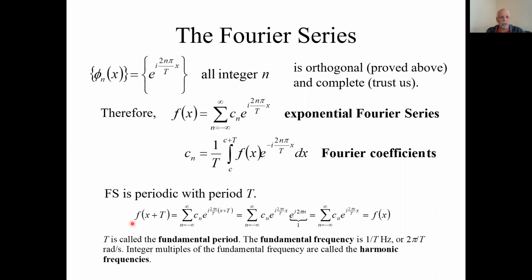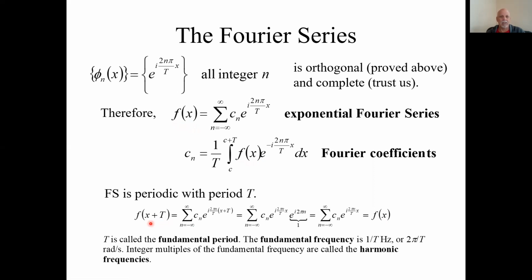For one thing, let's change the argument to x plus capital T, this same capital T. If I do that, I end up with this, and remember, e to the i 2 pi n is 1. I get the original function back. So if f of x plus T equals f of x, that means it's periodic with period capital T. So this f of x is going to be periodic with period capital T. This original f of x doesn't have to be.